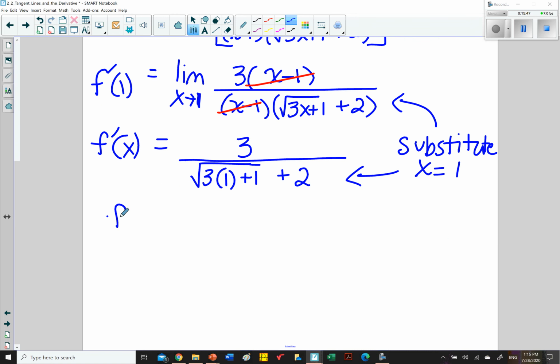And when you simplify that all down, the derivative at 1, trying to think and write and talk at the same time, we end up with 3/4. So the slope of the tangent line at the ordered pair 1, 2 is 3/4.